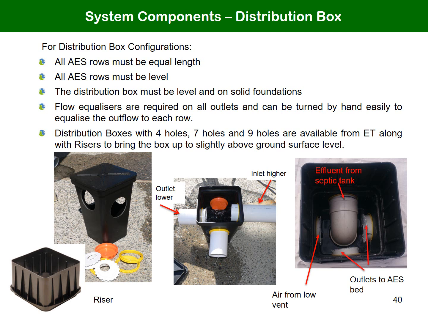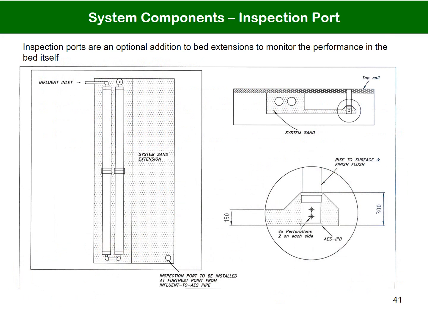Distribution boxes with 4 holes, 7 holes and 9 holes are available from ET, along with risers to bring the box up slightly above ground surface level. Inspection ports are an optional addition to bed extensions to monitor the performance in the bed itself.